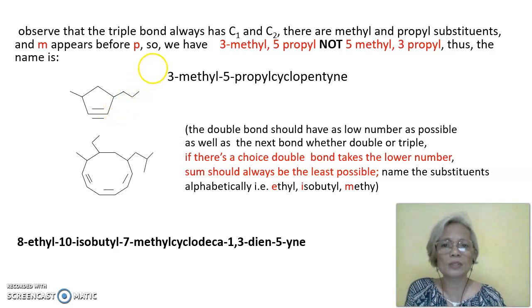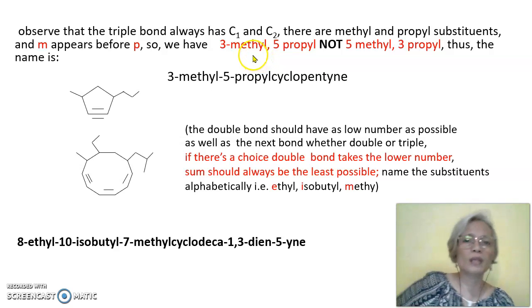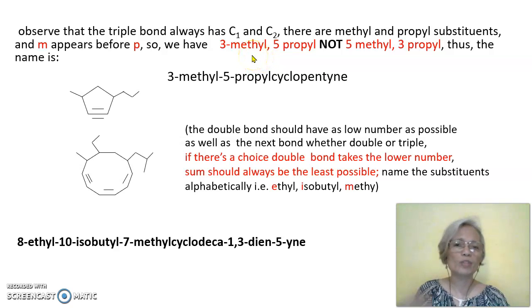We will consider which comes first, methyl or propyl. Methyl comes first in the alphabet, so it should take the lower number. So numbering should start here: 1, 2, 3, such that this should be named 3-methyl-5-propylcyclopentyne.